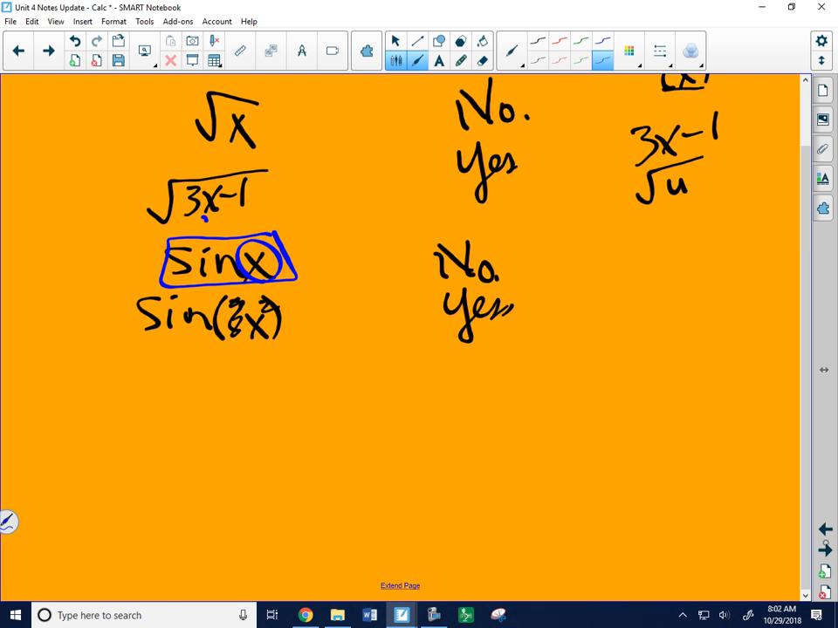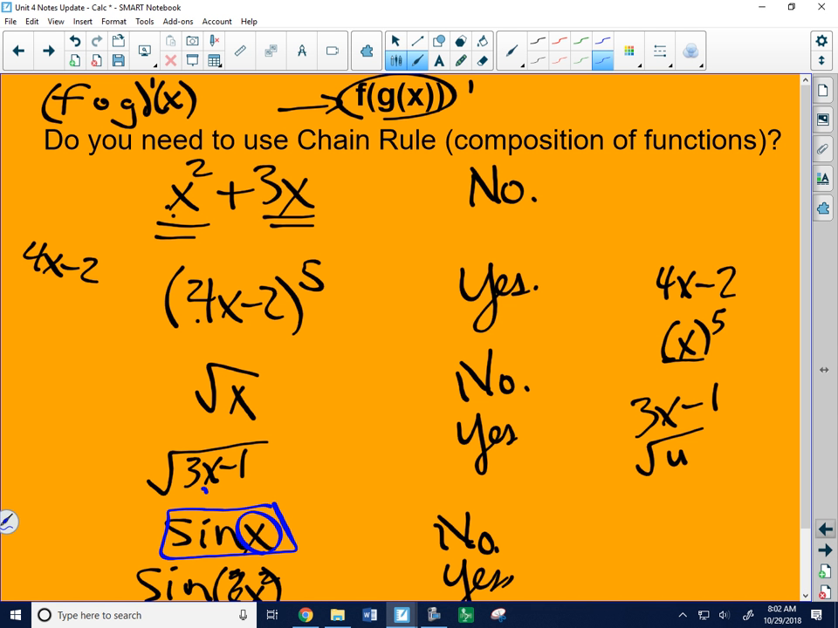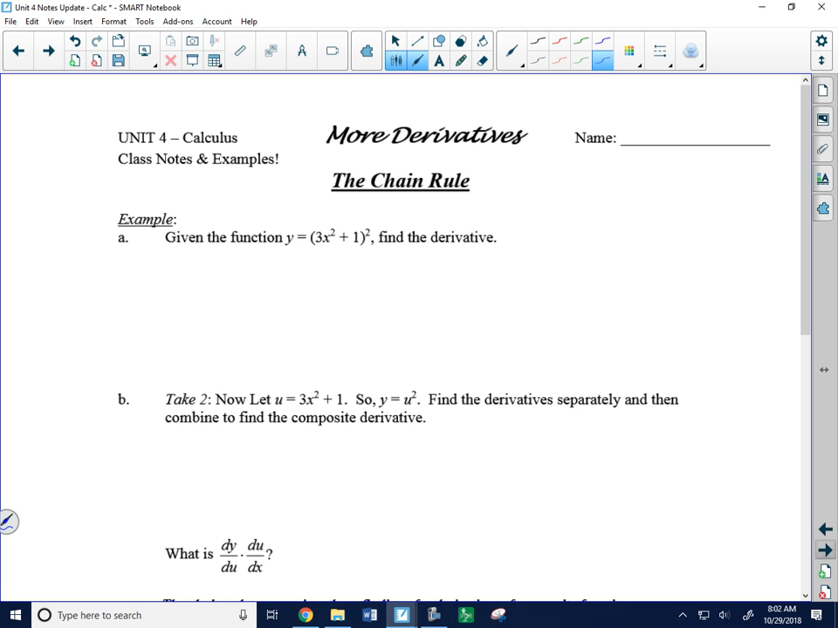Okay, so let's see. Any thoughts or any other questions on that right now? I probably should have put some on there for you, but as we go through, we'll see a lot of these. So the idea is, if there's a composition, chain rule. If there's not a composition, then you'll just do power rule, product rule, things we've normally done.